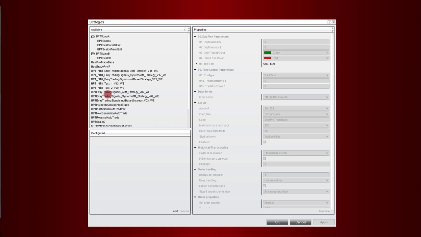Also the entry signals, they are all entry signal automated trades. There are 6 of them here: the entry signal, entry signal, entry signal, trading signal, trading signal, trading signal. Those are all available on NinjaTrader 8. They do not exist on NinjaTrader 7.